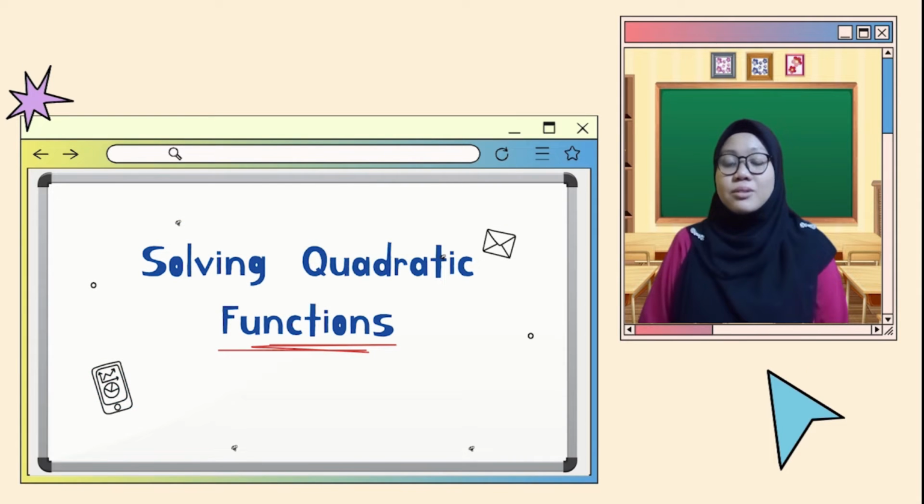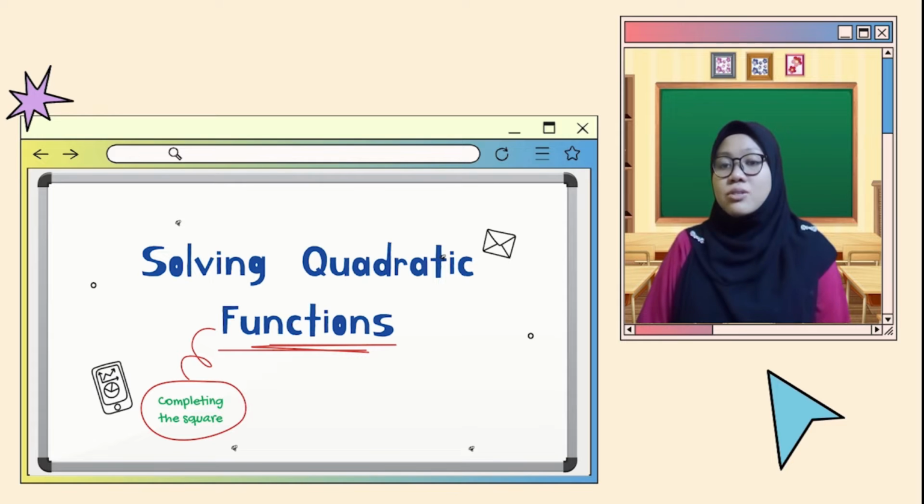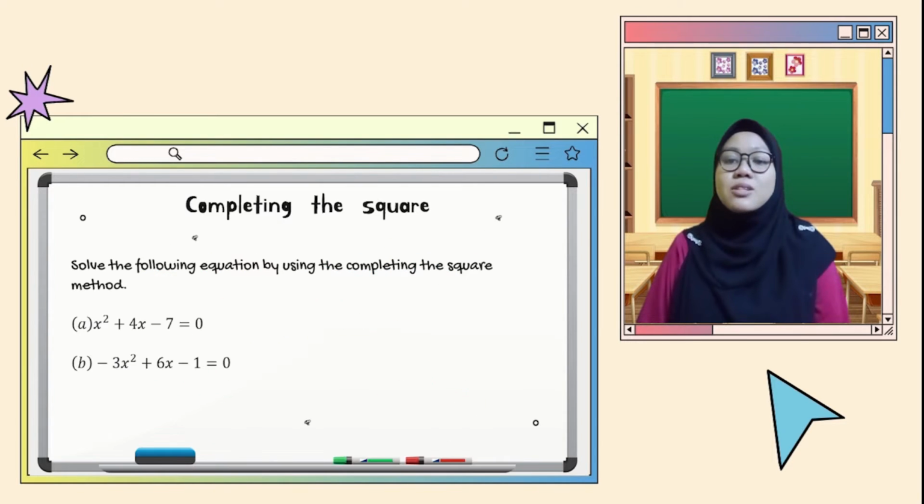We will be learning how to solve quadratic equations. We can solve quadratic equations by using two methods, which are completing the square and using the formula. The first method is completing the square. Let's do an example so that it will be easier for you to understand. The question is: solve the following equations by using the completing the square method.